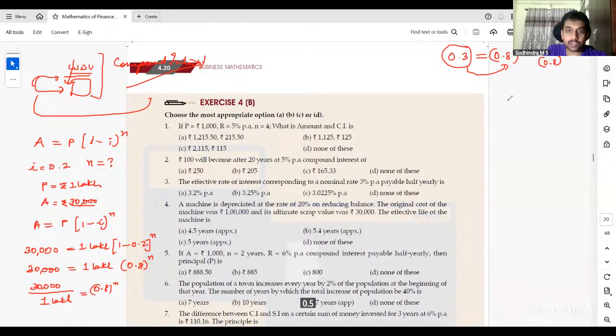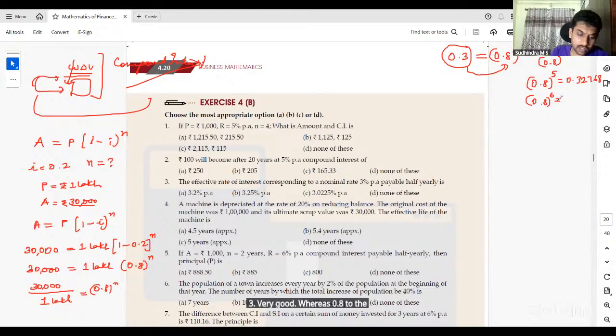0.512. No, I want 0.3. To the power 4 is 0.4096. To the power 5 is how much? 0.32768. What I want is 0.3. Very good. Whereas 0.8 to the power 6 is 0.262144. So it crossed 0.3, meaning 0.3 will fall somewhere between 5 and 6.